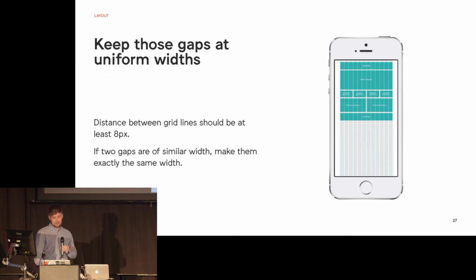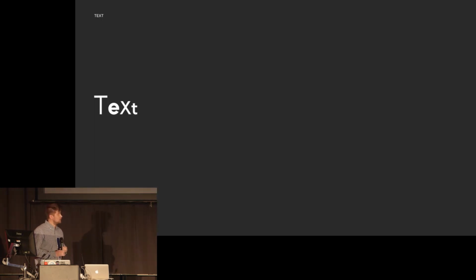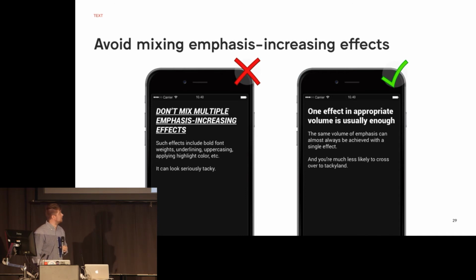So it's totally fine to have different sizes of elements on the screen. That's natural. But if they're almost the same size, just make them the same size. So then there's text. This is probably, let's say, the biggest topic for me personally, because it took a long time before I started even being aware of laying out text and typographical issues. So let's start with text effects.